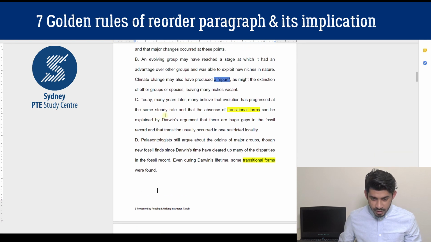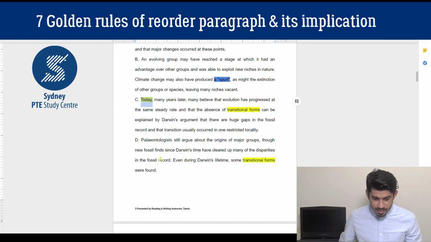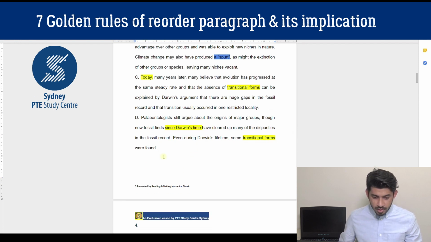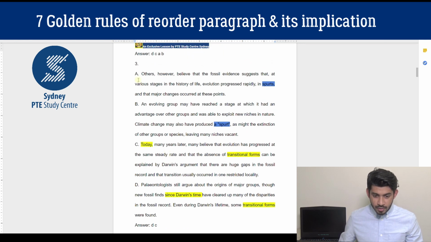Now if you can see the timing here, number C says today. That means it's happening now. And number D says since Darwin's time. Now ask yourself, which one happened first? Obviously, since Darwin's time is the earlier event. Okay. Now your answer is D, then C. Okay, now the only two sentences which are remaining here are A and B, and I know A comes before B because of the article rules.